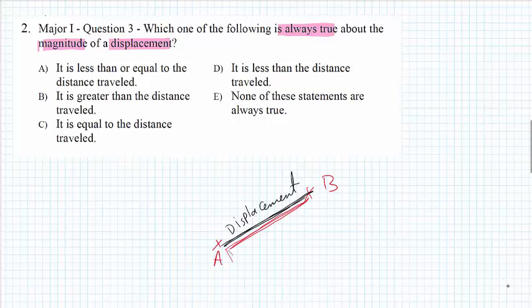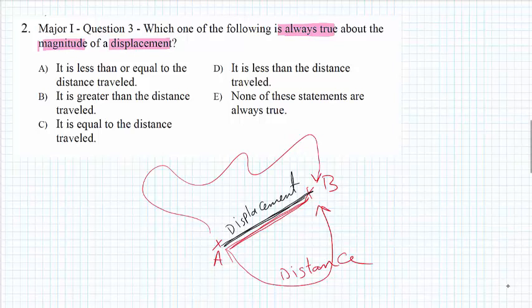Or you can move from A to B in different paths, like this one. And in this case, the distance will be greater than the displacement. Or you can move whatever, any track. And in these other cases, the distance will be greater than the displacement. So we have two cases here. The distance might be equal to the displacement, like in this case, or the distance might be greater than the displacement, like the other two cases. So here in the choices, he says the displacement is less than or equal to the distance traveled.